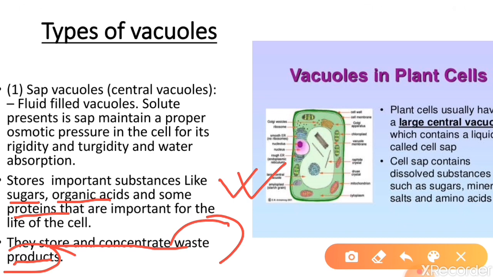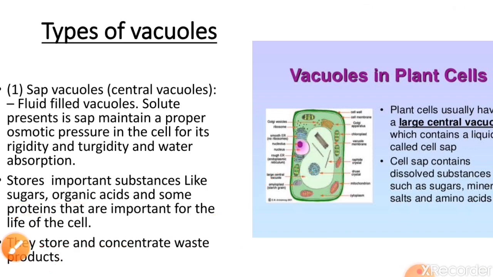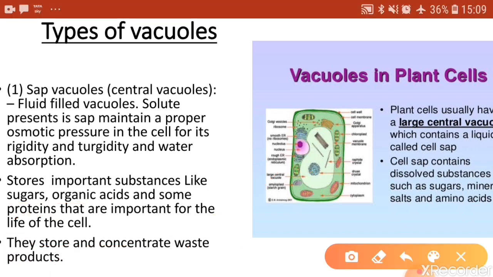And because of the tonoplast, the outer membrane of the vacuole, which is a selectively permeable membrane, it will not allow the waste to move out, and so the activity of the cell is not affected. Another important function of the sap vacuole is that the solutes present in it maintain the proper osmotic concentration or pressure of the cell, which is important for providing rigidity and turgidity.